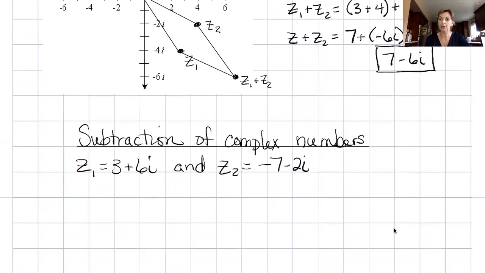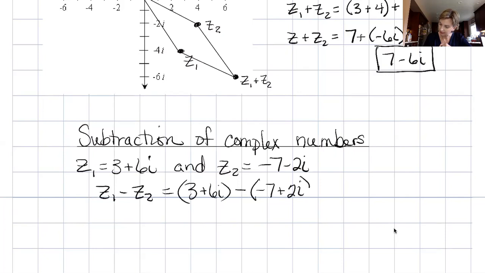I'm going to take the difference of the 2 real parts and the difference of the 2 imaginary parts. I want Z1 minus Z2, so we're going to do 3 plus 6i minus negative 7 plus 2i. First look at the real part: 3 minus negative 7, which is the same thing as 3 plus 7, so that gives me 10. Now the imaginary parts: that should be a minus 2i right there, so 6i minus a negative 2i, which is 6i plus 2i. That's 8i. And there's your answer.